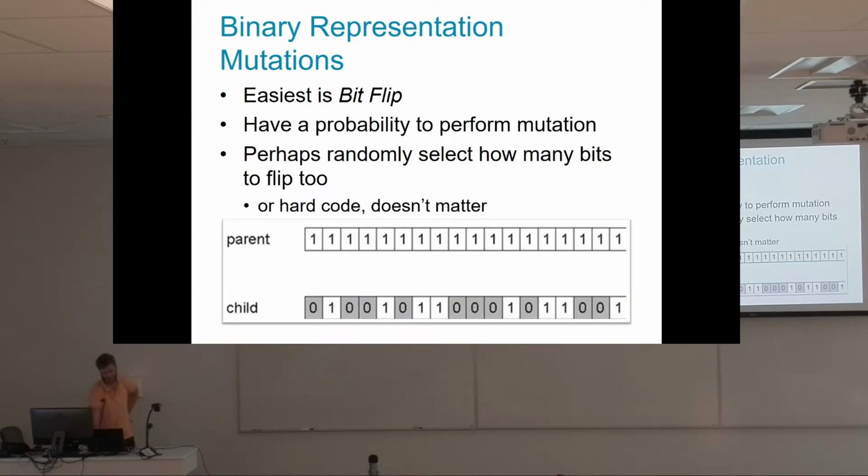So yeah, here's an example. Look, it looks like I flipped 1, 2, 3, 4, 5, 6, 7, 8, 9, 10 bits. Cool. Is that a good thing? Well, it depends on the problem.